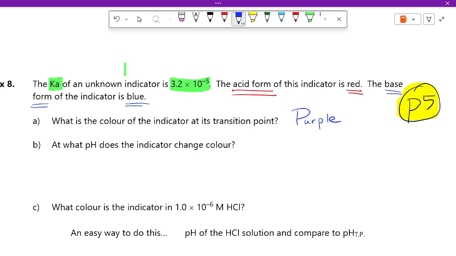Do you think you could calculate the pH at which the indicator changes color? Anyone feel like they could do that? Do you want to give it a try? I got one person who thinks they can do it. How about the rest of you? Yes? Yes? Okay, do it.